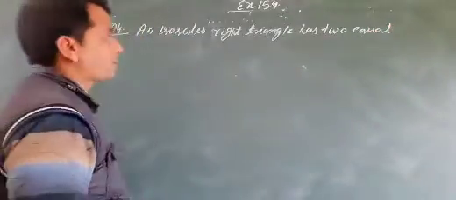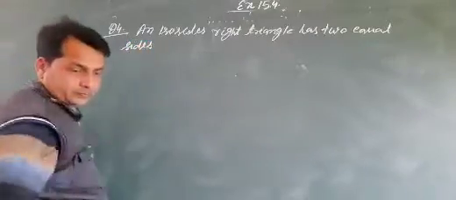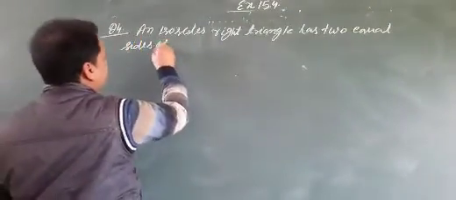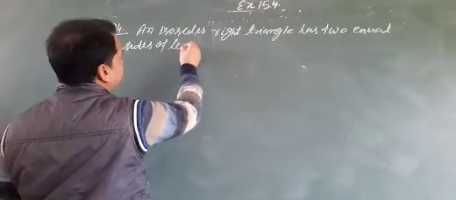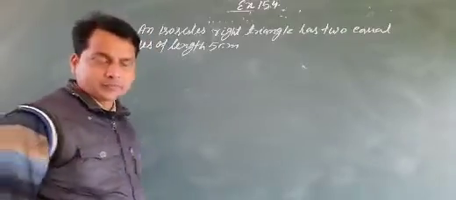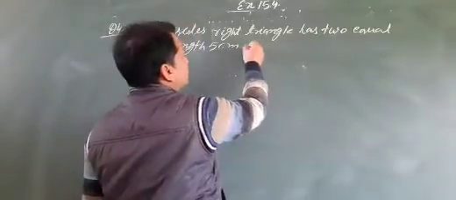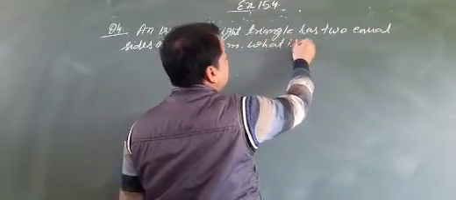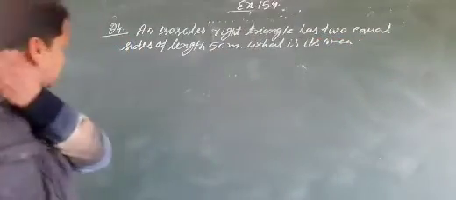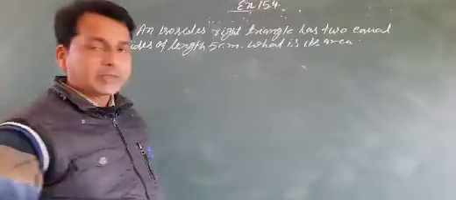An isosceles right triangle has two equal sides of length 5 centimeter. What is its area? So here, an isosceles right triangle has two equal sides of length 5 centimeter.